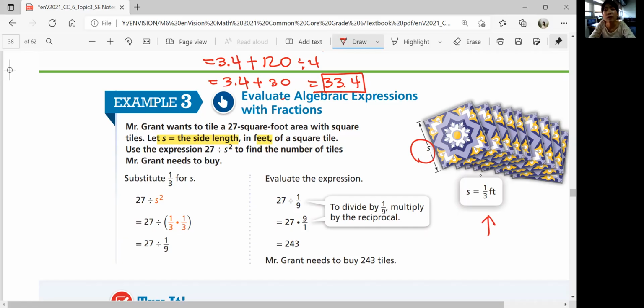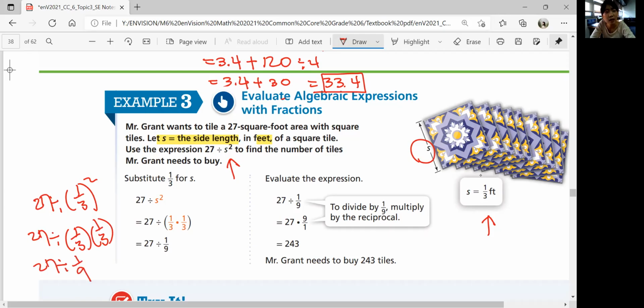And you already have the information. S is going to be 1/3 feet. Substitute this for S into this expression. 27 divided by 1/3 squared. Ooh, what do we do first? The order of operations says that you need to solve the powers first. So solve the powers. 27 divided by 1/3 squared is really 27 divided by 1/3 times 1/3. Okay, so 27 divided by 1/9 is going to be your actual expression.